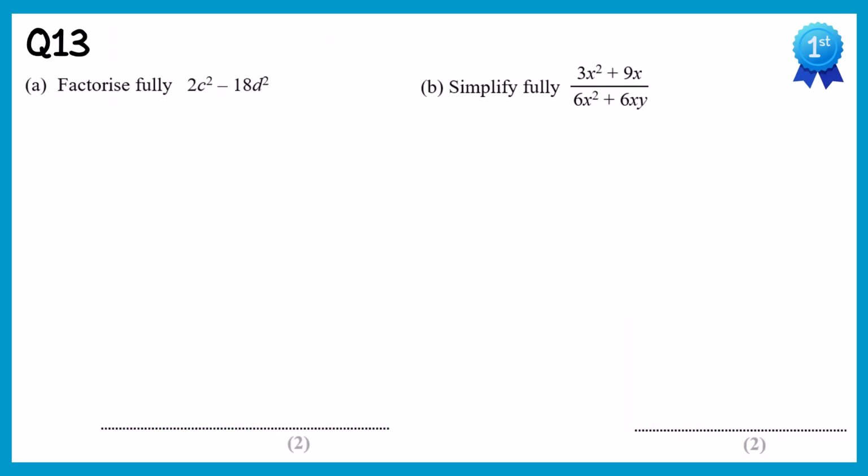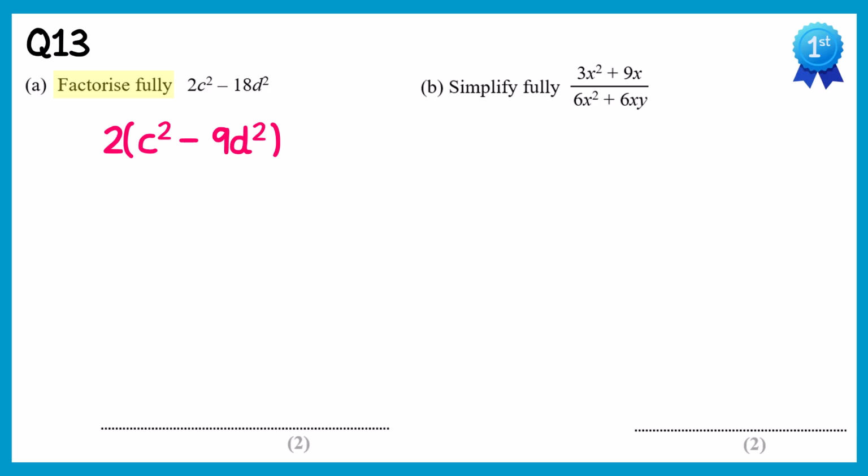In the first part of this question, we need to factorise fully. We're going to start by factorising out a 2. So we have 2 and then a bracket. Inside this bracket we would need c squared, since 2 times c squared is 2c squared, and also negative 9d squared, since 2 times negative 9d squared is negative 18d squared.